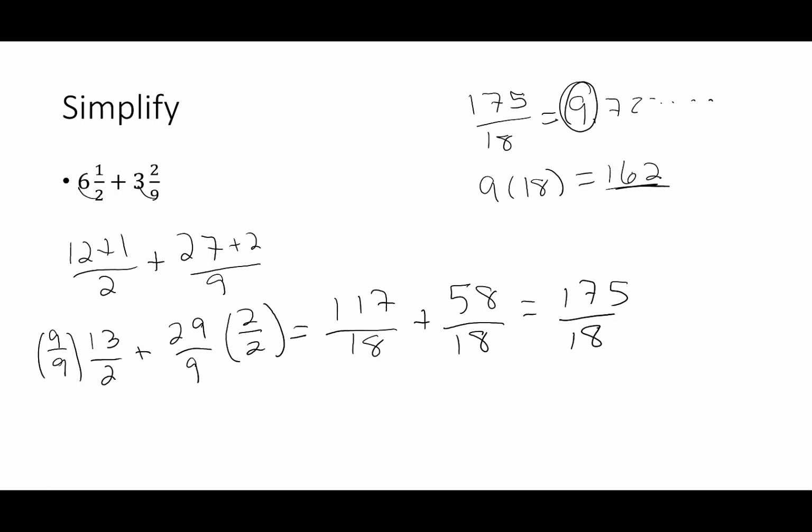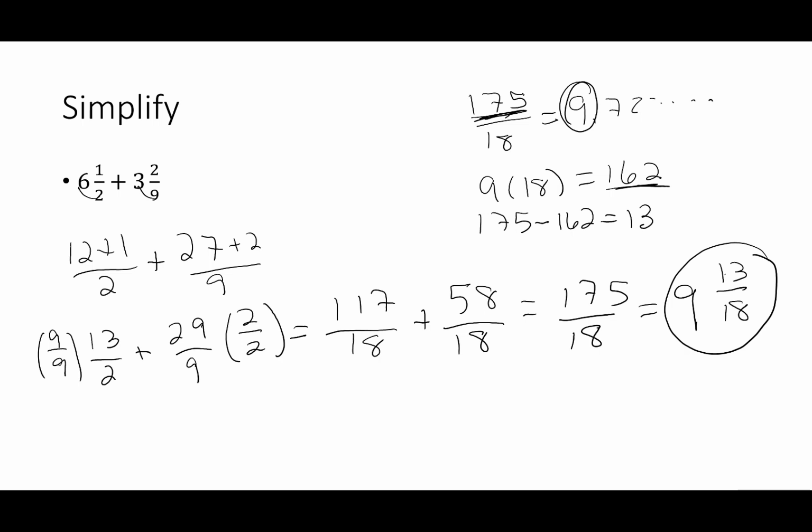So 162 of this 175 is already used up in the 9. But the rest of it, 175 minus 162, which is 13, is left over. So that says this number is the same as 9 plus 13 over 18. This is how we would write it, 9 plus 13 over 18 in Mobius.